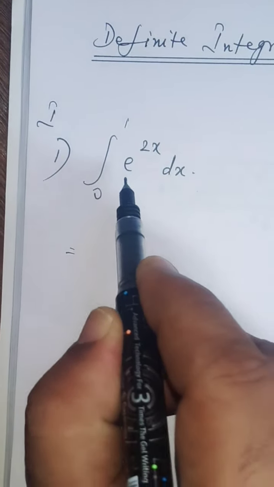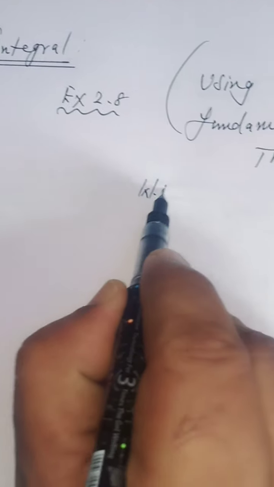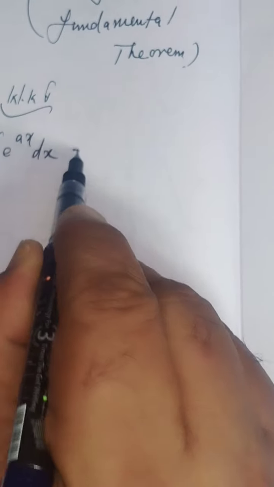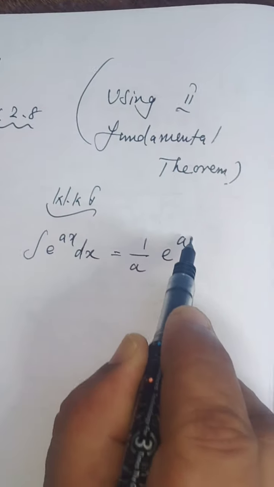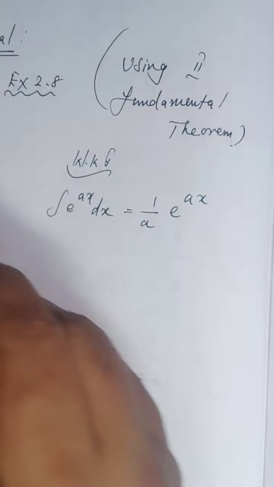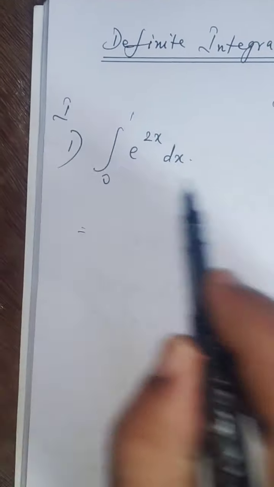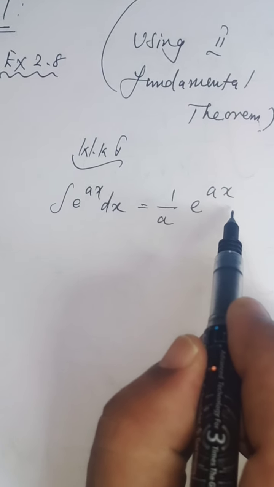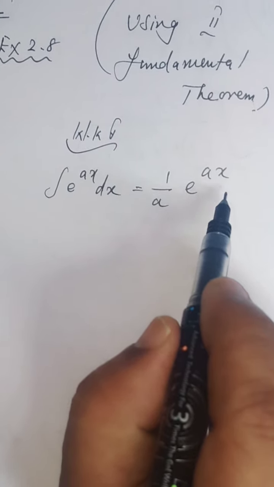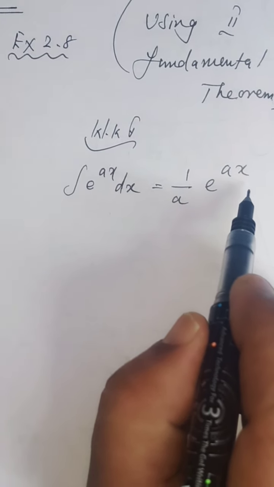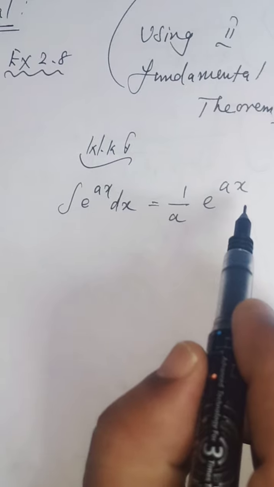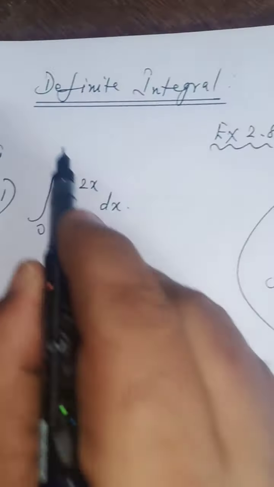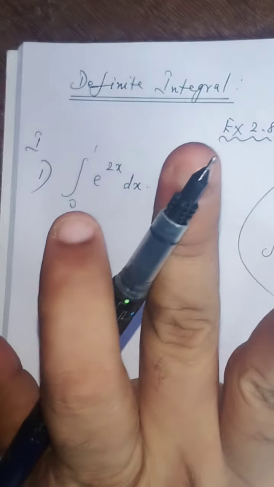What form is it? E power 2x. We know the formula for integral of e power ax dx is 1 by a into e power ax. Here, if you are given the limits, you are not supposed to introduce a constant. Generally, we introduce the constant at the end of the integration. Here, no need to use that constant. That is the only difference between a definite integral and indefinite integral. For definite integral, no need to introduce the constant. Remember, that is a very important point.